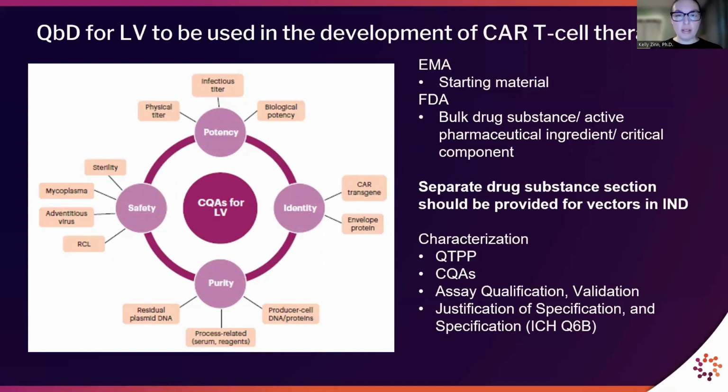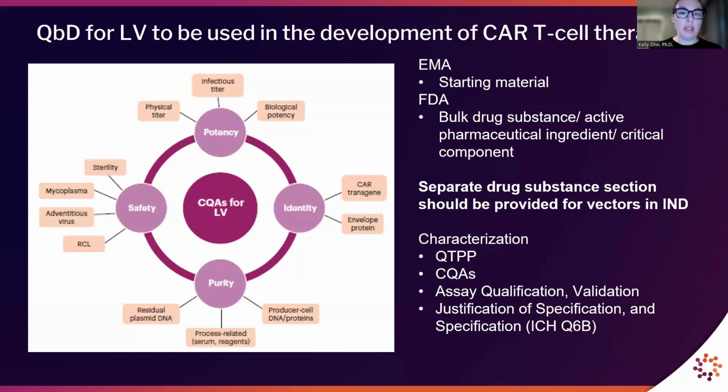So again, process characterization for lentiviral vector drug substances mirrors that for CAR-T drug product. And this is driven by the regulatory classifications of the lentiviral vector for ex vivo purposes. The EMA considers viral vector a starting material, and the FDA considers viral vector a bulk drug substance, an active pharmaceutical ingredient, or a critical component. So the viral vector needs a whole separate drug substance section. This is a 3.2.S in a US regulatory filing.